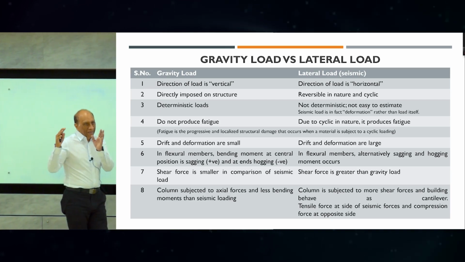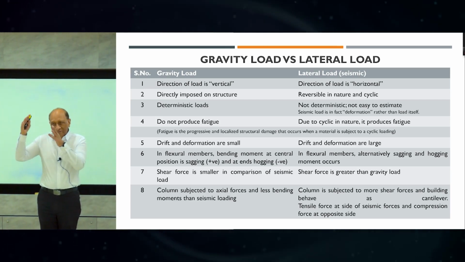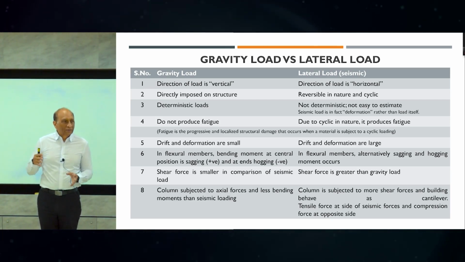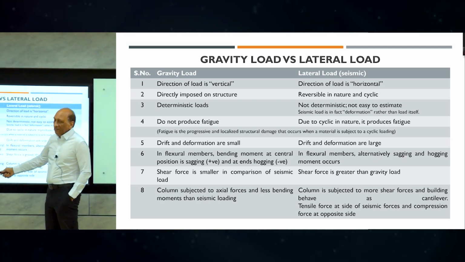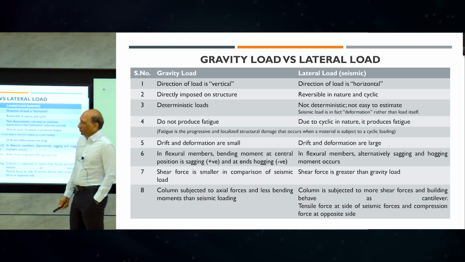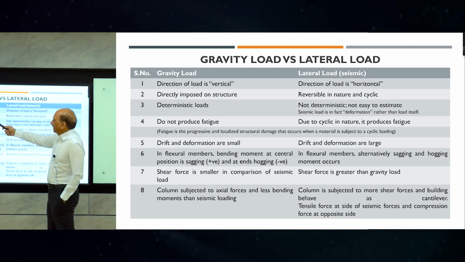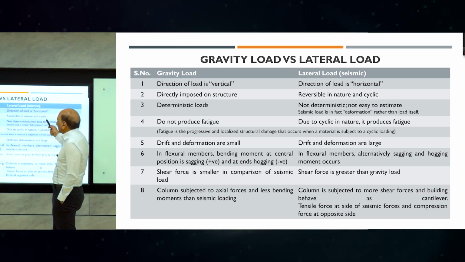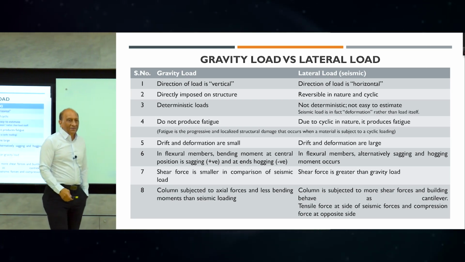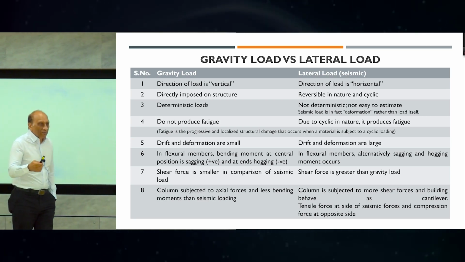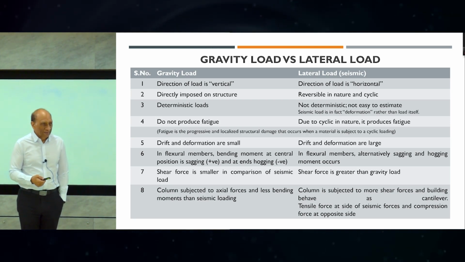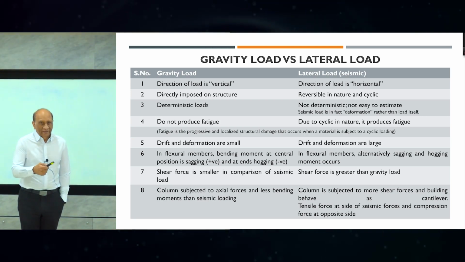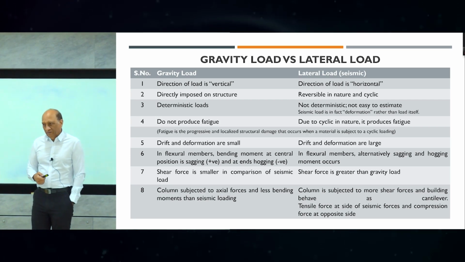So there is a big difference between the two: gravity load and lateral load. As I told you in the beginning, one slide, challenges are gravity load and lateral load. So the difference is the direction of the load is vertical, direction of the load is horizontal. Obviously, it's quite obvious. This is directly imposed on structures. This is reversible in nature and is cyclic, and it is sometimes because of the movement, not because of the load, like earthquake, right? It's mass generated.